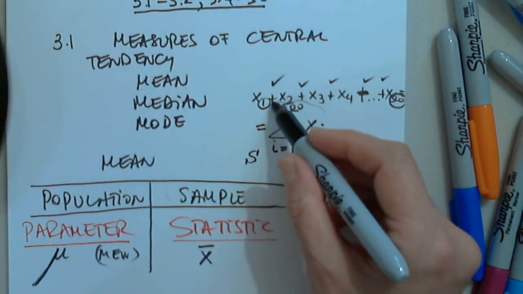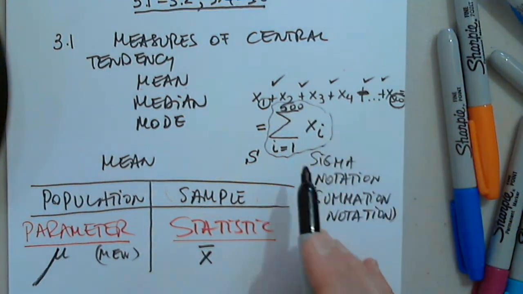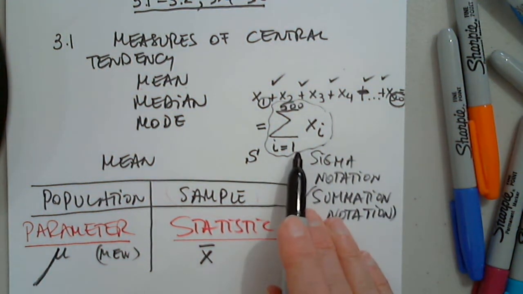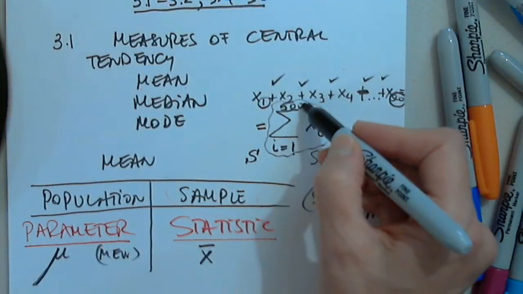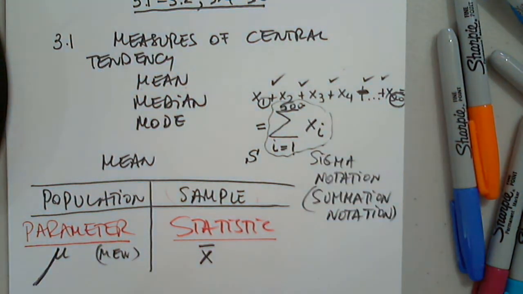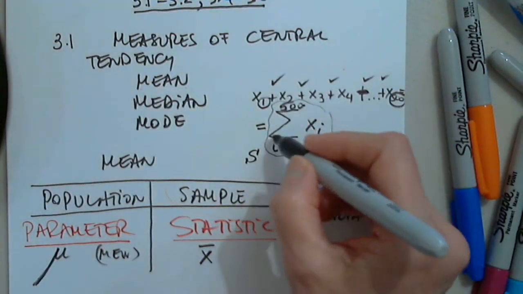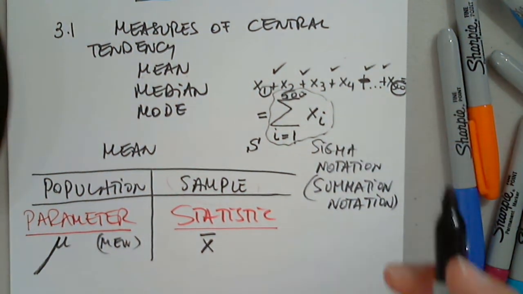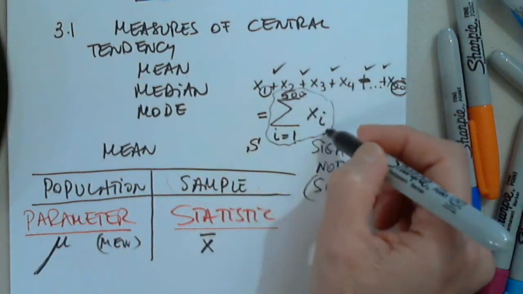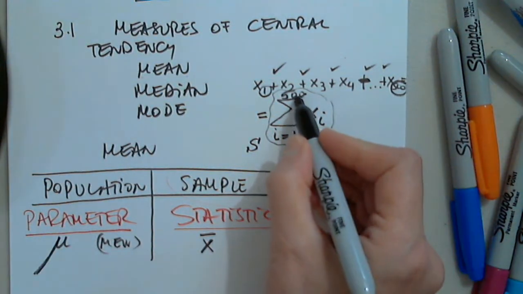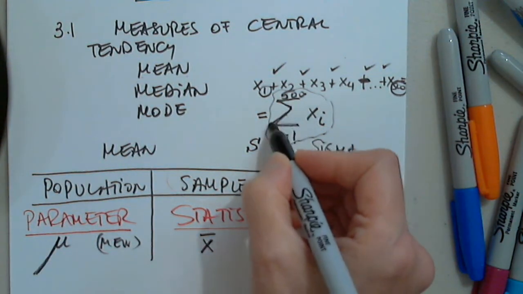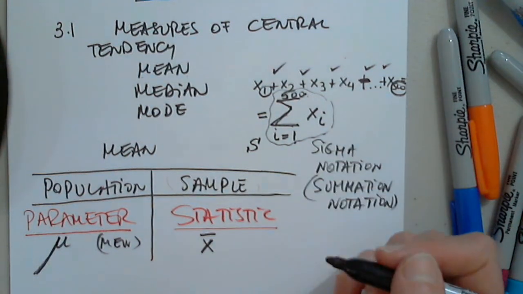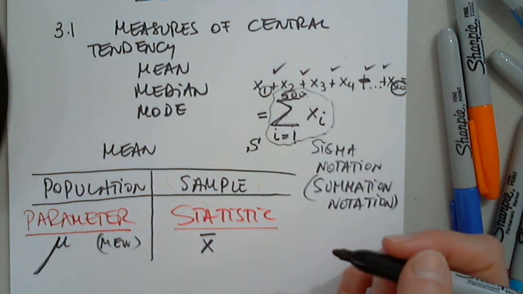So this really means I'm adding all of them from the very first one till the last one, which is 500. We're going to use this notation. We don't have to use it in calculations, but in order to explain, we need to know what this represents. It just says add them all, from the first to the last one, which is 500.